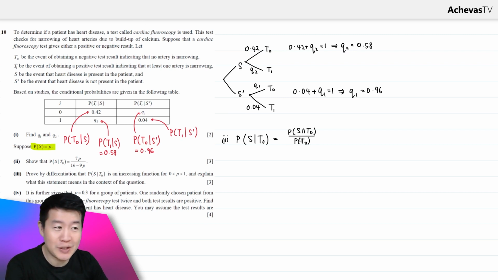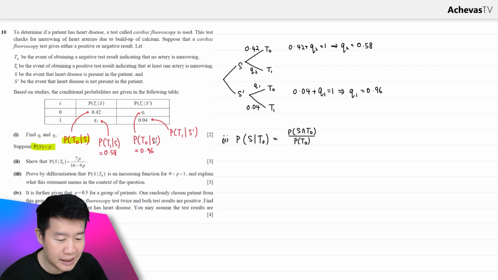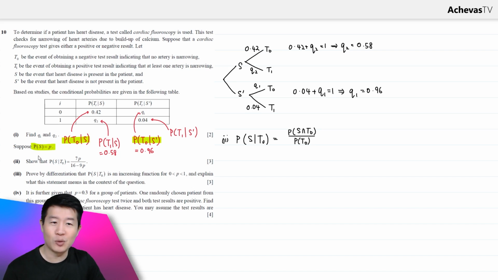I'm not sure how I can use that yet, but where are the rest of the places that I can find hints? S and T0 is in the numerator. So I am going to try to find all the S and T0 probabilities that are given to me, which is this S and T0. Do I have any more S and T0? I guess another place that I can try is this. At least there's a T0, and I don't mind S because probability of S is p, so probability of S prime will be 1 minus p. Let's see whether we can make use of this too.